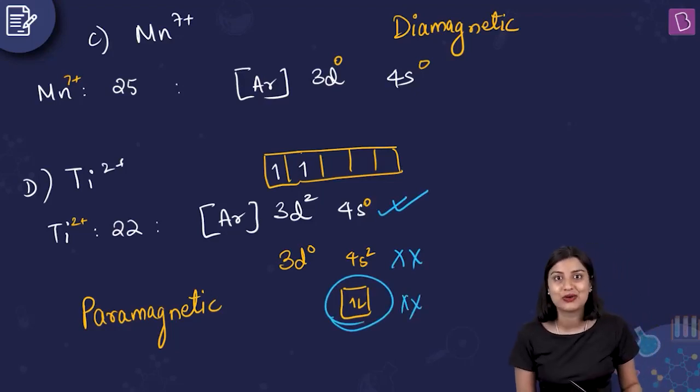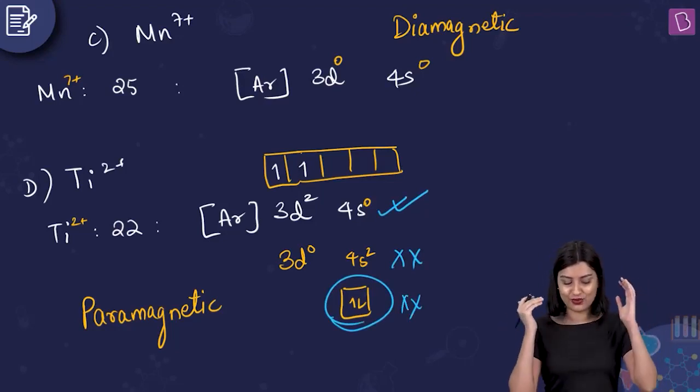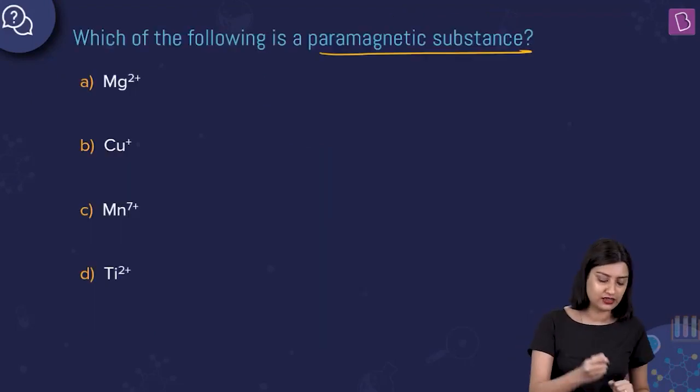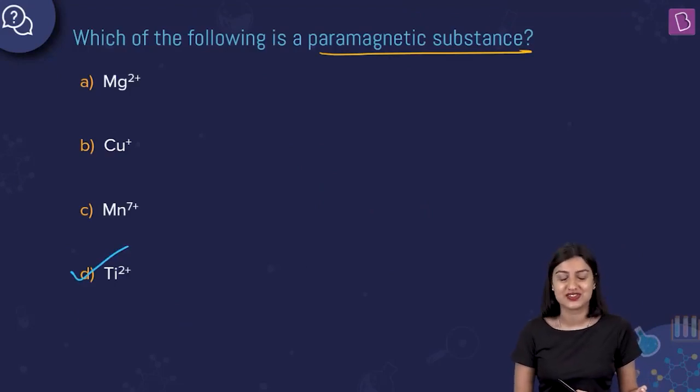You need to go back to atomic structure and revise a lot of concepts if you have done the second thing. But anyway, I'm more than confident that you have not made this blunder. So this is going to be the paramagnetic species, which means option D, Ti2+, is going to be the right answer to this question.